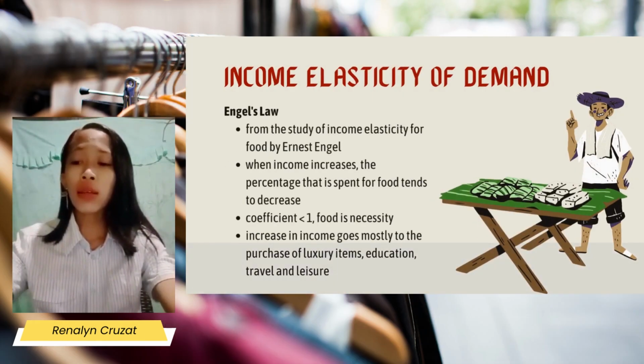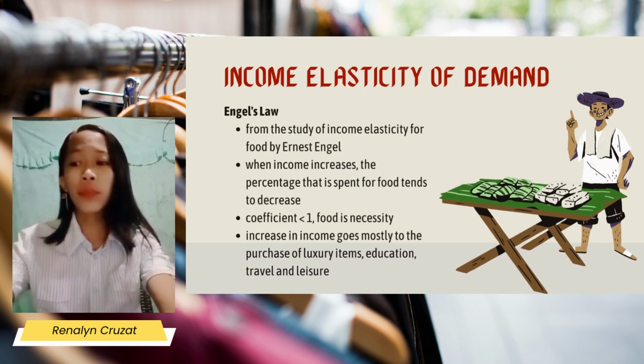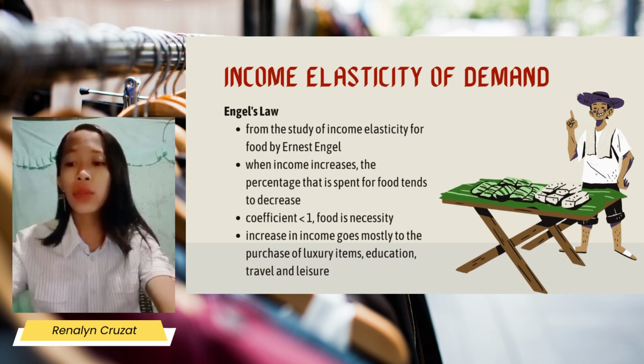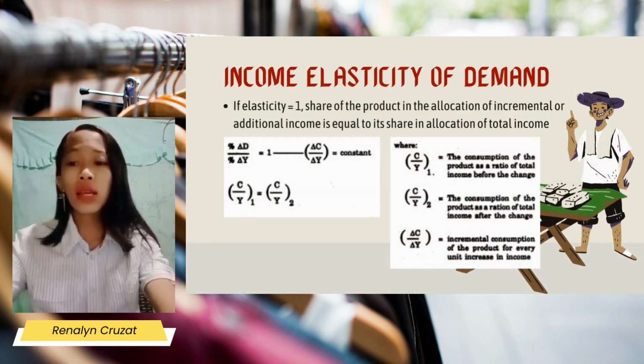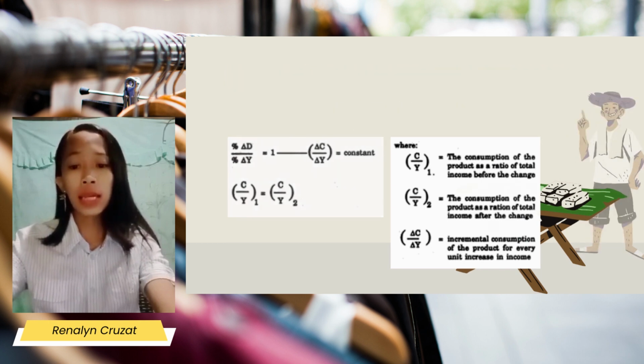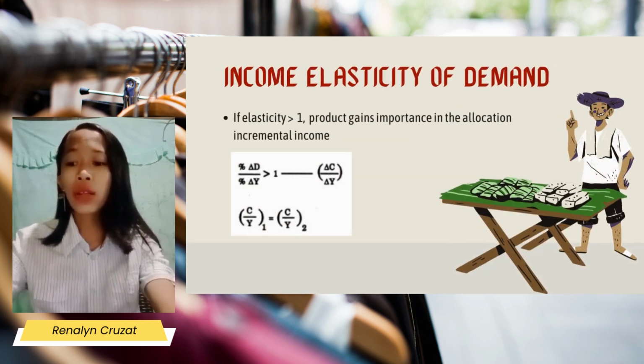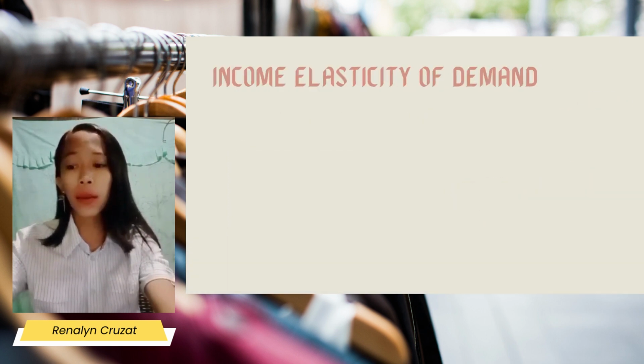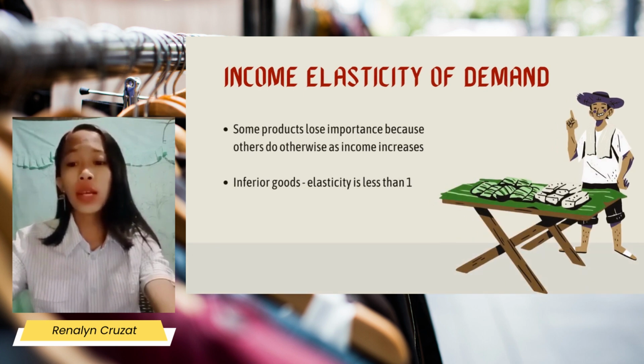Coefficient is less than 1, food is necessity. Increase in income goes mostly to the purchase of luxury items, education, travel, and leisure. If elasticity equals 1, share of the product in the allocation of incremental or additional income is equal to its share in allocation of total income. If elasticity is greater than 1, product gains importance in the allocation of incremental income. Some products lose importance because others do otherwise as income increases.